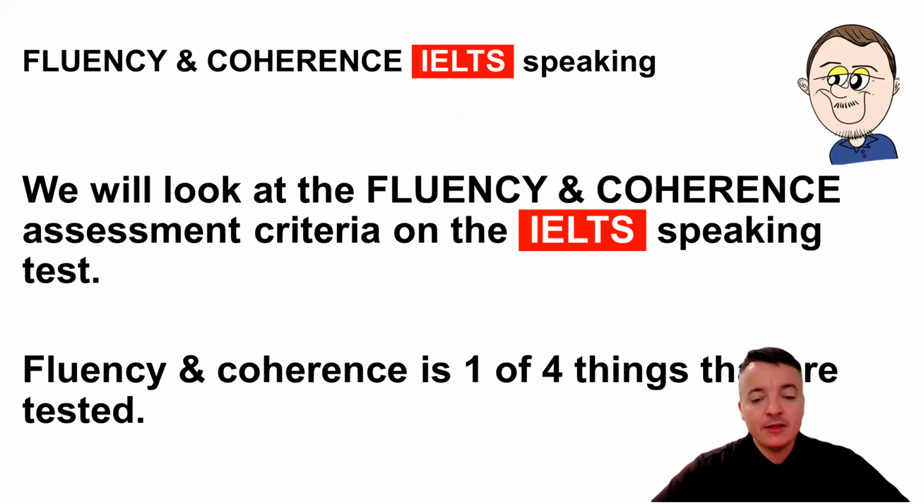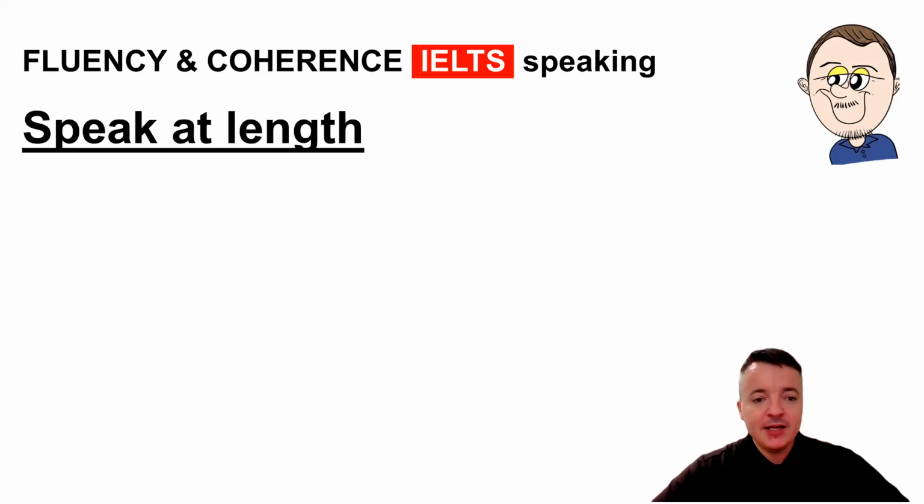So the first thing is speaking at length. If you don't give full answers and are willing to speak at length, then it's very difficult to get 6, 6.5, 7. To get those higher numbers, those higher band scores, you have to speak at length.